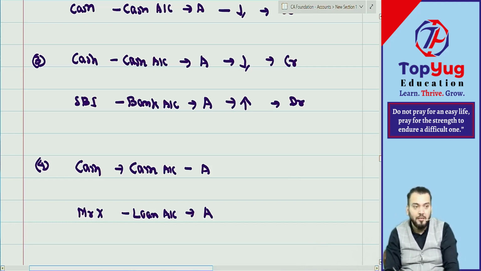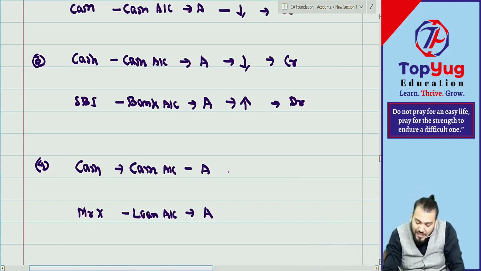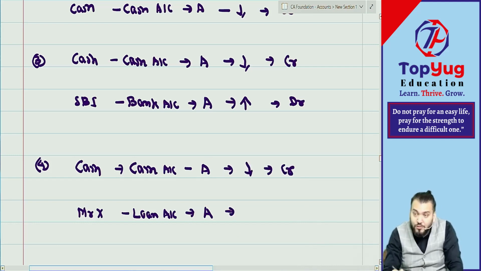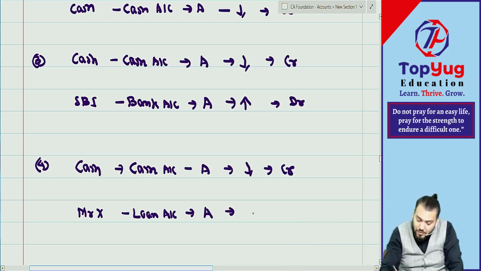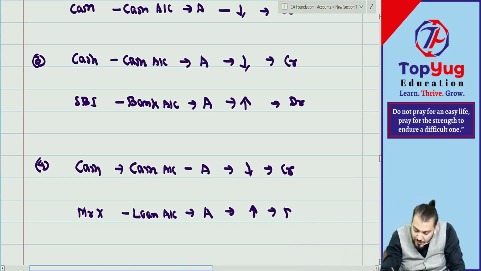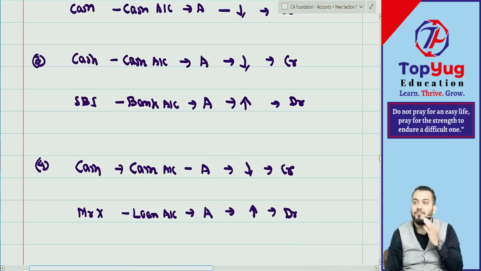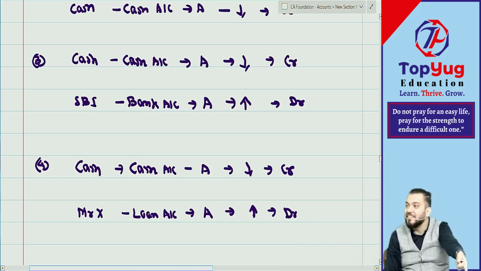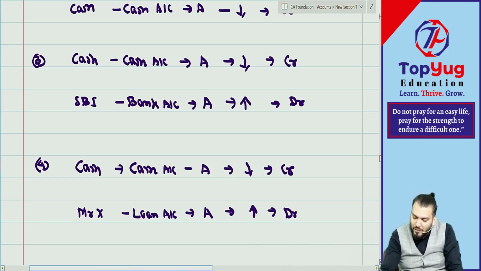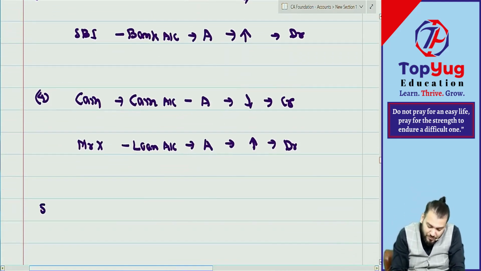Correct. My question to you all: is this cash increasing or decreasing? Decreasing. Decreasing means credit. Now this loan, is the amount of loan increasing or decreasing? So this loan is increasing. Correct. So increase will be what? Debited. Both are assets. So the loan amount is increasing, and the cash amount is decreasing. Understood? Okay. One more I have given. What is the fifth one?